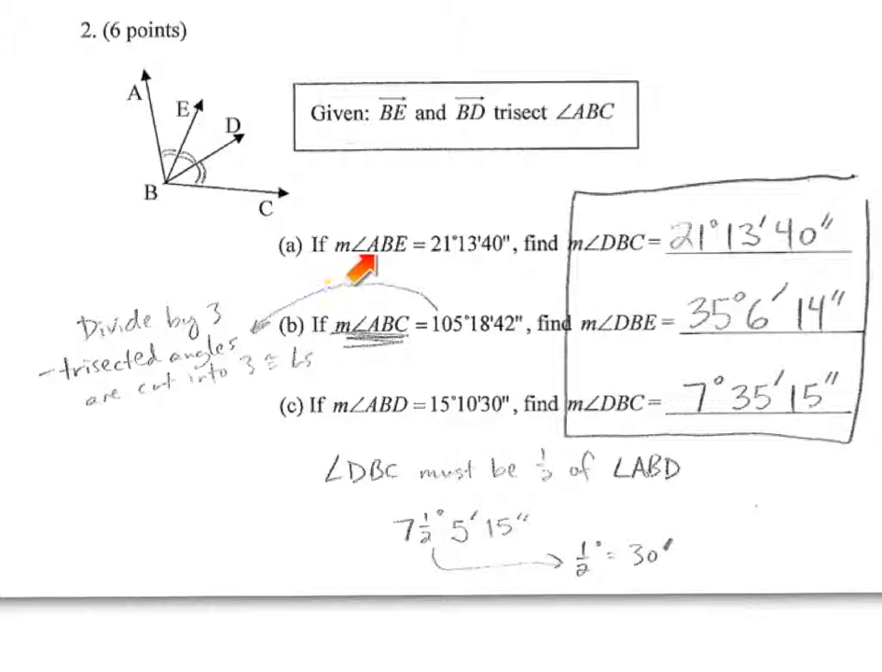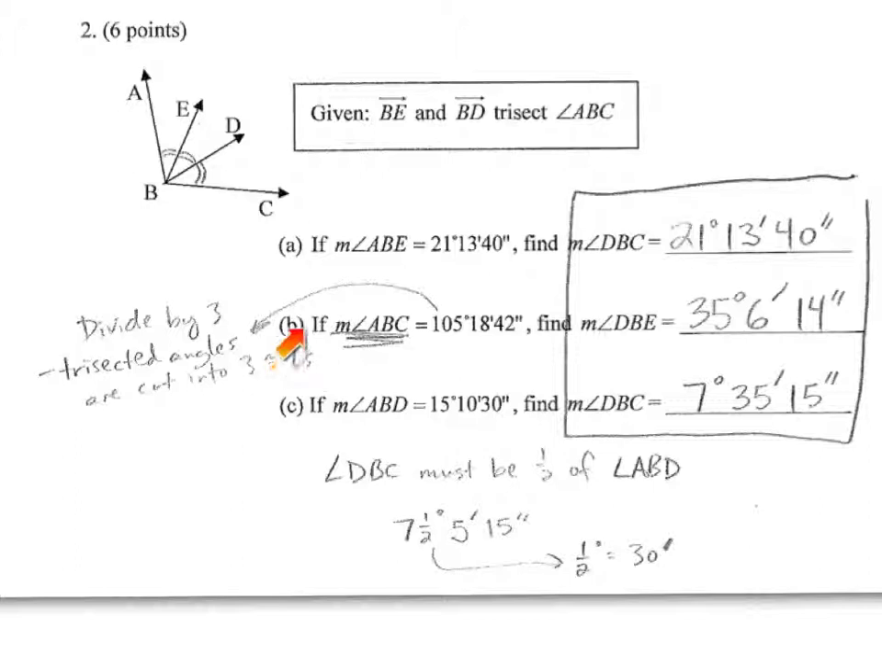For the first part of this problem, it says that angle ABE, which again you can locate right here in the diagram, they tell us it's 21 degrees, 13 minutes, and 40 seconds. The size of DBC has to be exactly the same, since, as we just stated, this original angle is trisected, and the two angles in question for part A are each 1/3 of the original large angle. Not meant to be a trick question, just simply making sure that you understand what the word trisect means.